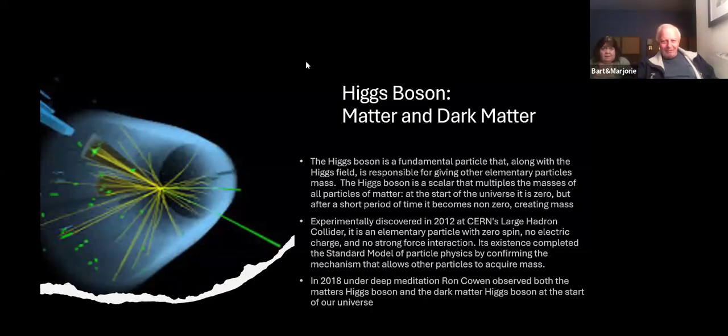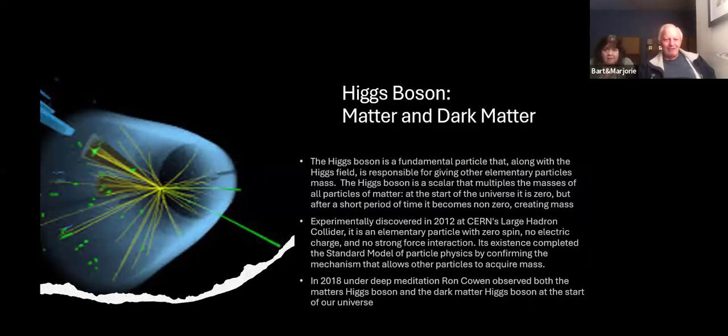And then we have this other thing here that Ron observed at the start of the universe, called the Higgs boson. Now, there are two types of Higgs boson, one for matter and one for dark matter. So it turns out when you actually look at particle physics and the theories there, you have fundamental particles like electrons and quarks and neutrinos and so forth. And each of these particles has a mass that we physicists have measured, okay?